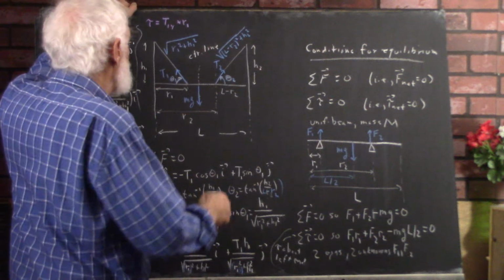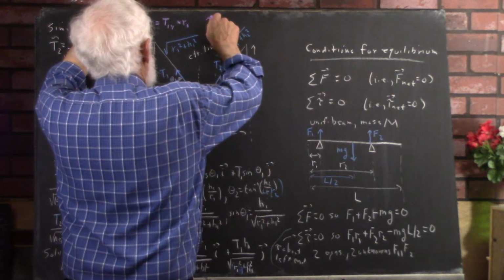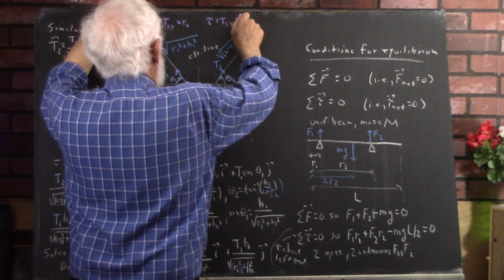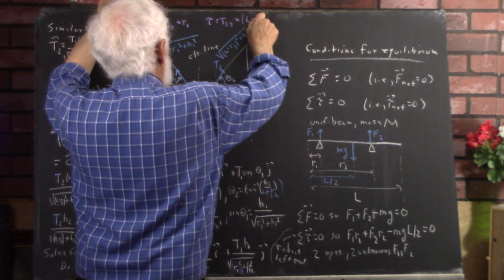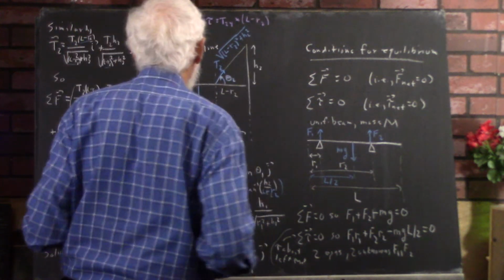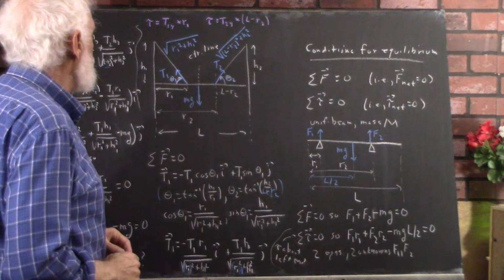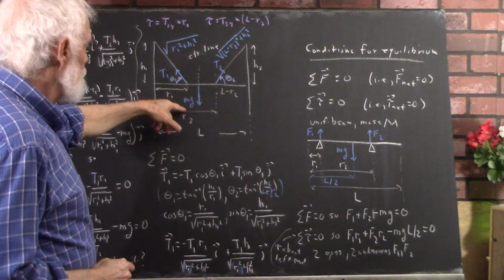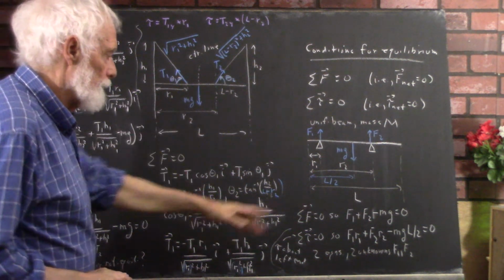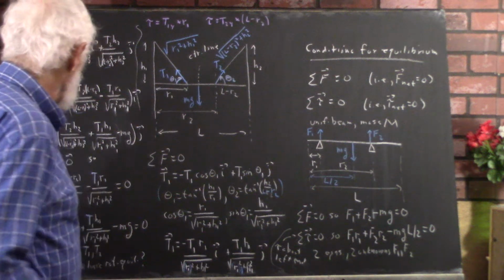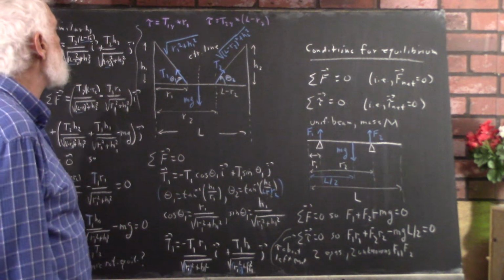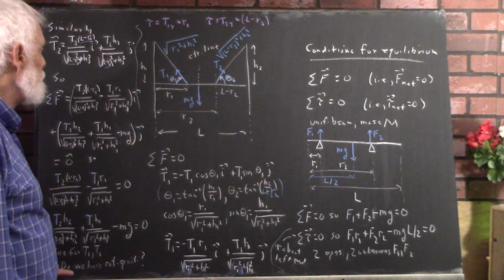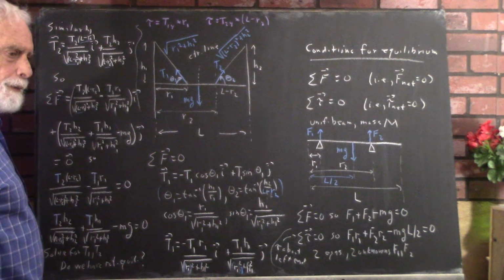And over here, your torque is T2y times L minus R2. And of course you have the torque of the weight, which is going to be mg times L over 2, same that would be over here. If you solve this in general, it's not going to give you rotational equilibrium.